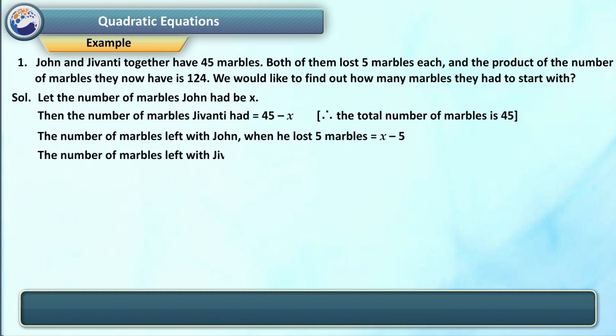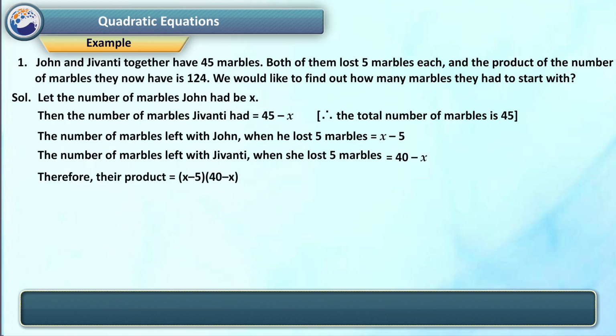The number of marbles left with Jivanti when she lost 5 marbles is equal to 45 minus x minus 5, that is equal to 40 minus x. Therefore, their product is equal to (x minus 5) into (40 minus x), that is equal to 40x minus x squared minus 200 plus 5x, which is equal to minus x squared plus 45x minus 200. So, minus x squared plus 45x minus 200 is equal to 124, given that the product is equal to 124.